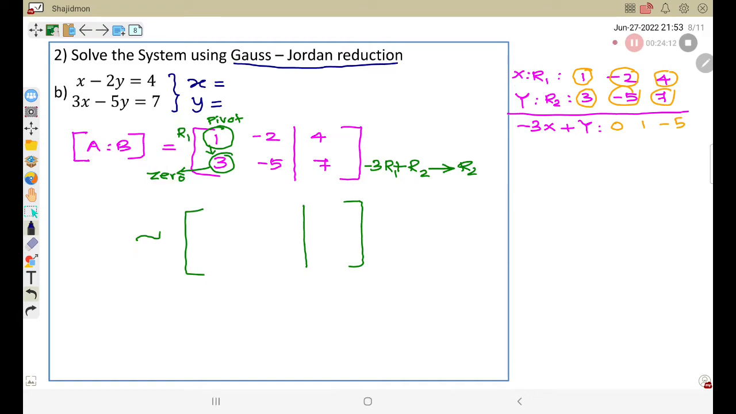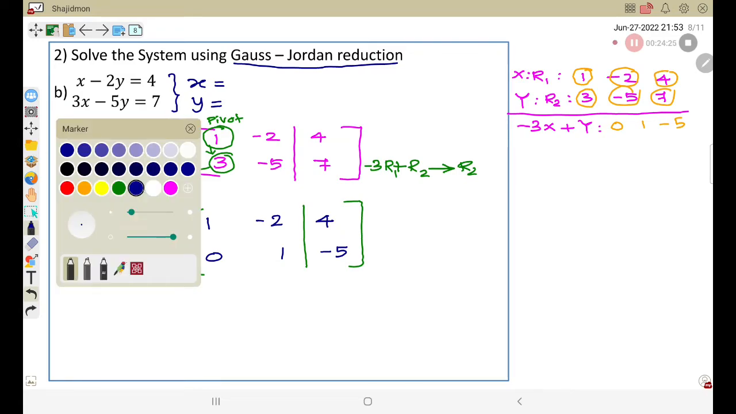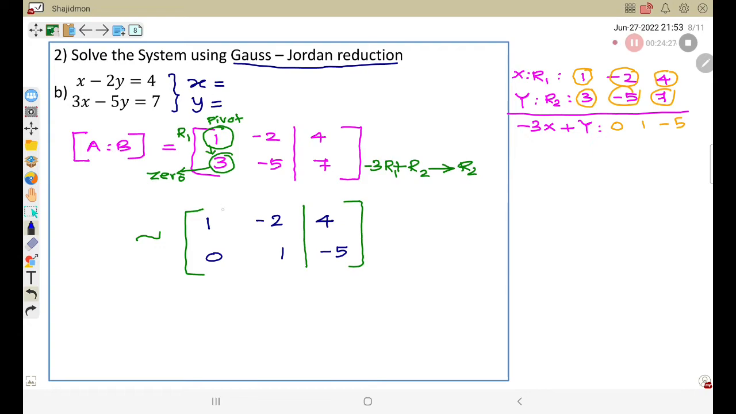We are writing the first row with no change: 1, minus 2, 4. Second row 0, 1, minus 5. Now what is the next operation we need to do? Next transform. This is 1. Now the diagonal number should be 1. Already that number is 1 here. So that is the pivot now.